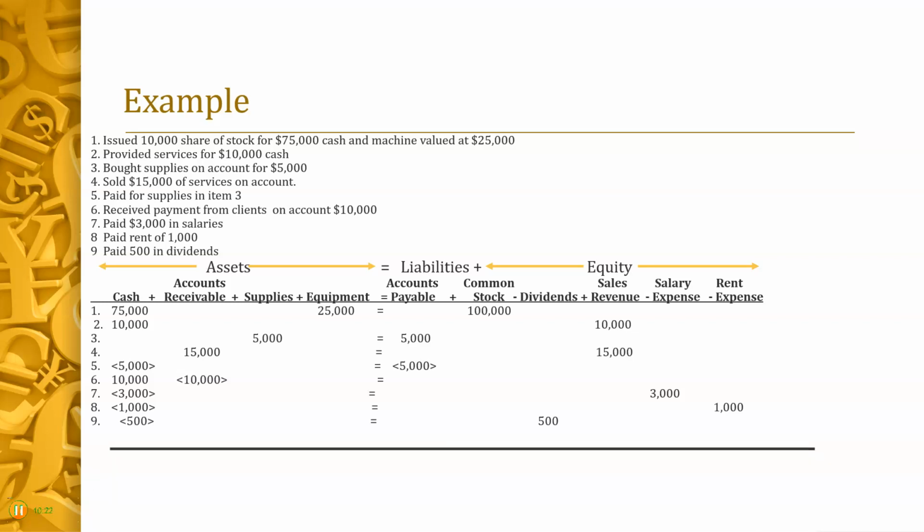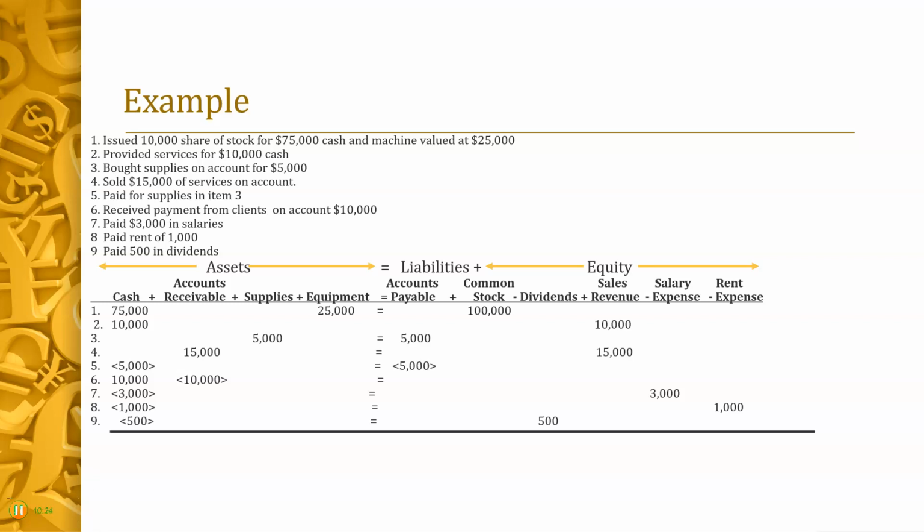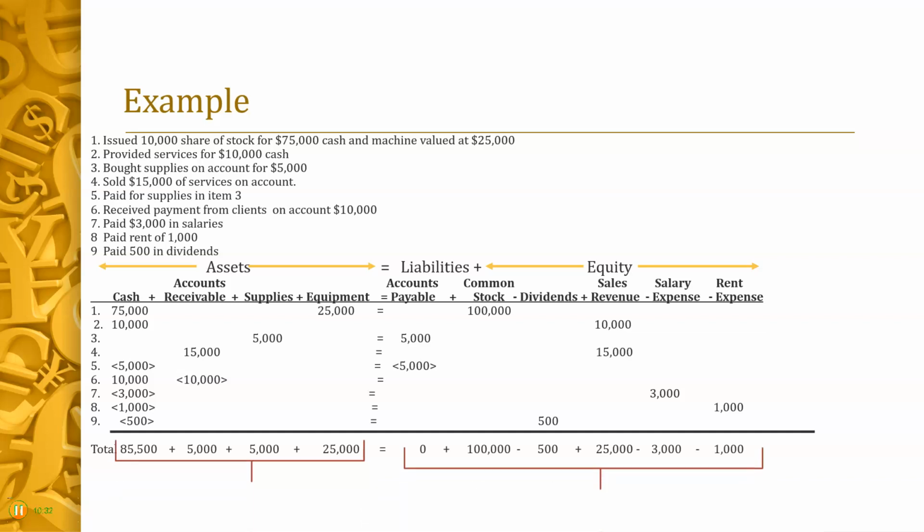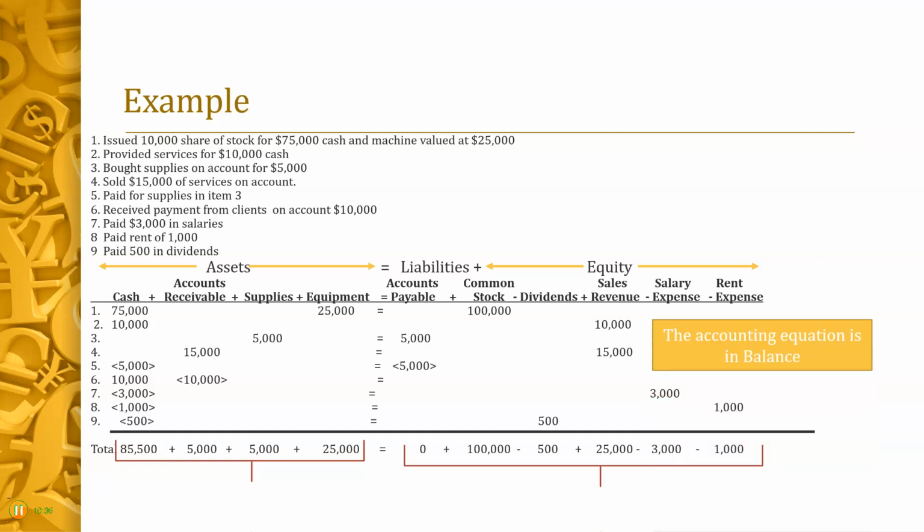Now what we're going to do is add up all of our accounts and get totals. Now here's what has to happen. All of these must equal all of these in order for us to be in balance. Okay, so when we add that up, we get this number. And we add these up, we get this number, which means we are in balance.